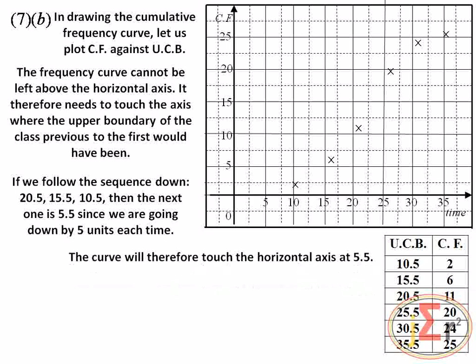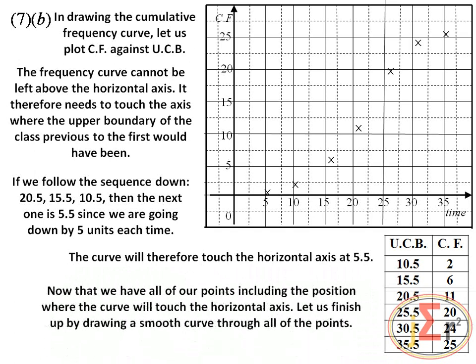The curve will therefore touch the horizontal axis at 5.5, right there. Now that we have all of our points, including the position where the curve will touch the horizontal axis, let us finish up by drawing a smooth curve through all of the points.